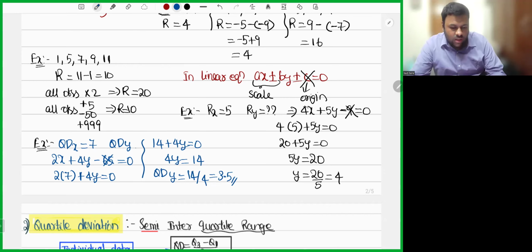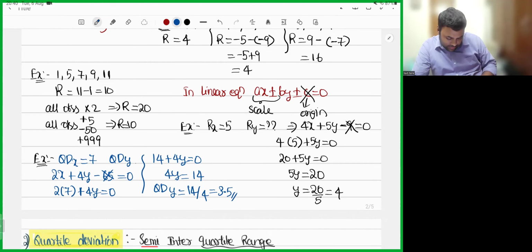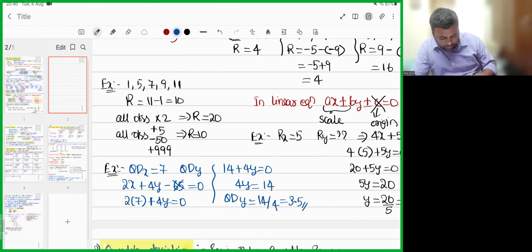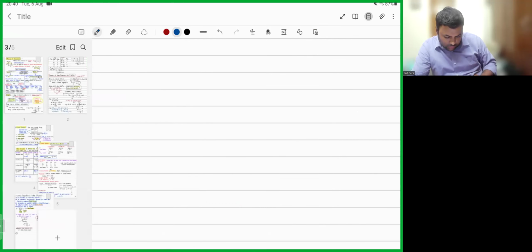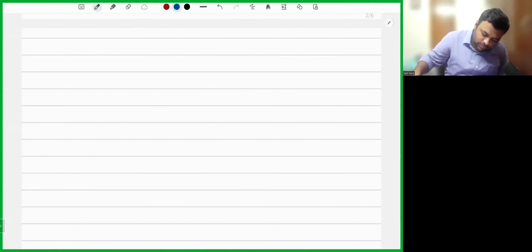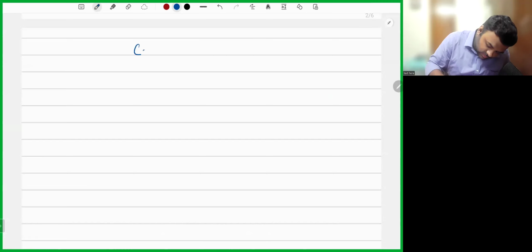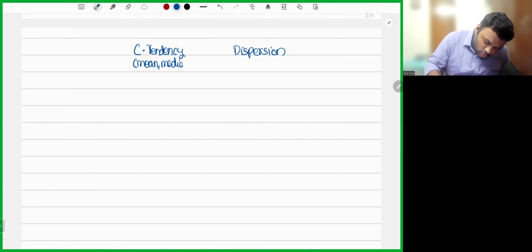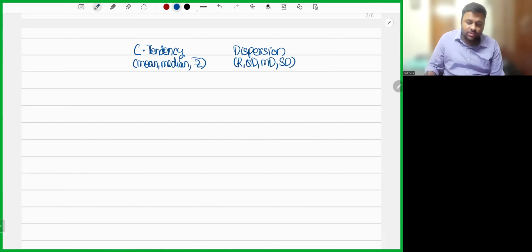So I hope, my dear friends, this concept is clear. I will summarize the entire concept. See here once. Central tendency, dispersion, mean, median, mode, range, quartile deviation, mean deviation, standard deviation.